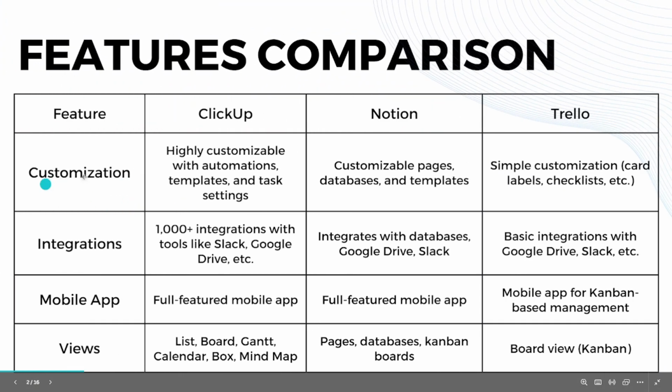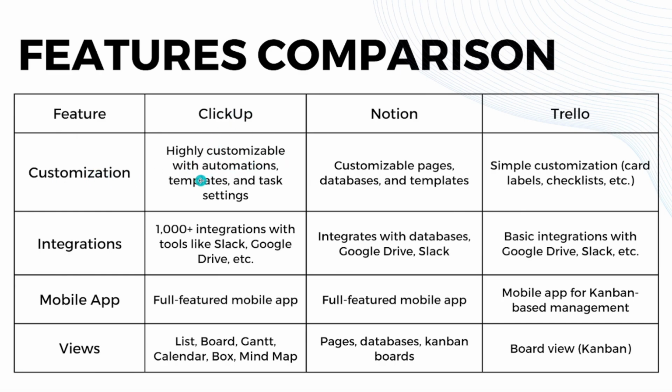For customization, ClickUp is highly customizable with automation, templates, and task settings. Notion has customizable pages, databases, and templates. Trello has simple customization, which is card labels, checklists, etc.